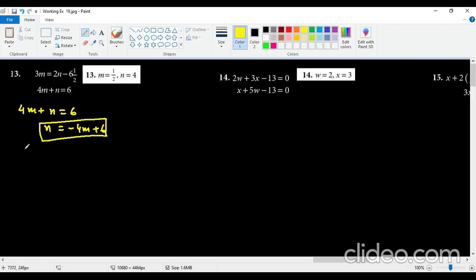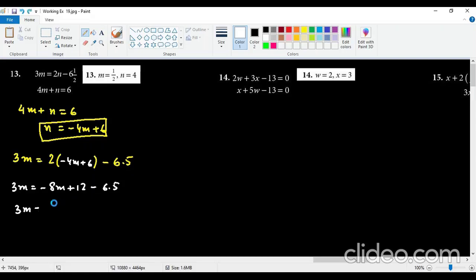Now taking the second equation, it says 3m equals 2 times n. So I will use a bracket instead of the value of n, minus 6.5. Now I will put the value of n, which is minus 4m plus 6. So this gives us 3m equals minus 8m plus 12 minus 6.5. I will bring this 8m to this side and it becomes 12 minus 6.5.